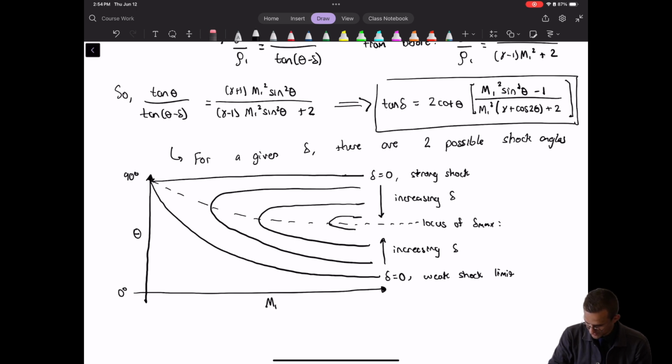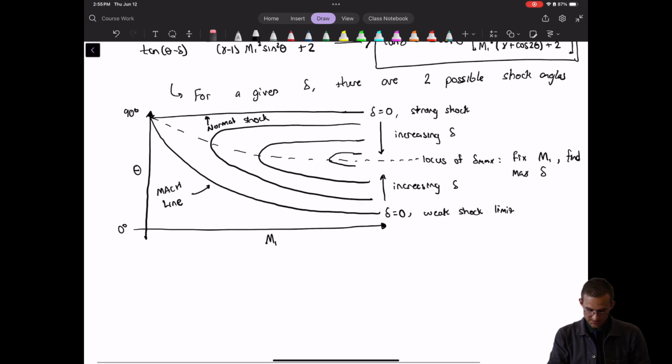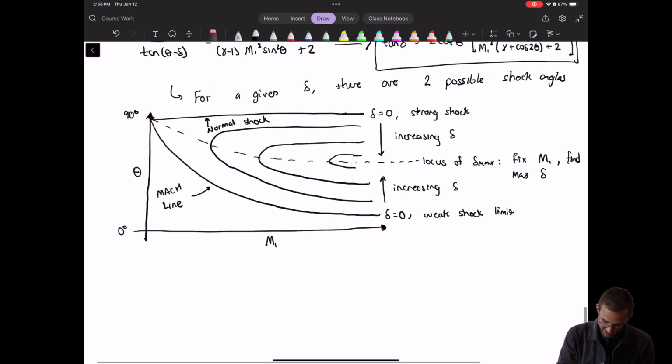Okay, and just to remind you what that is, that's if you fix M1, find the max deflection angle. Okay? So this right here is called the Mach line. And this right here corresponds to the normal shock condition. Okay?